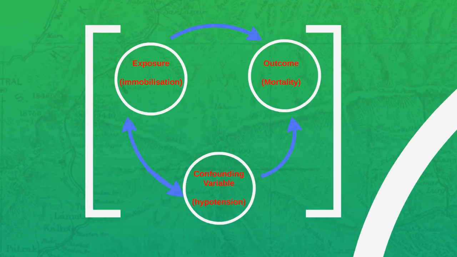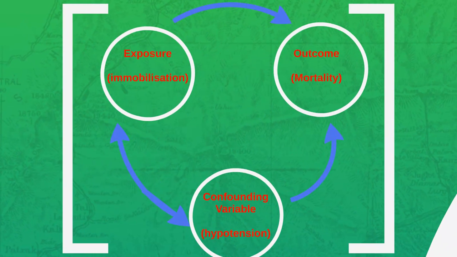And that's confounding. Let's say, for example, we're looking at exposure, which is immobilization in our study here, and outcome, mortality, death. But now we have this confounding variable. For example, the patient might have been immobilized, but also he was quite hypotensive. He had a really low BP. And we know hypotension is causally associated with mortality. It's on the causal pathway. However, it's not necessarily on the causal pathway with immobilization.